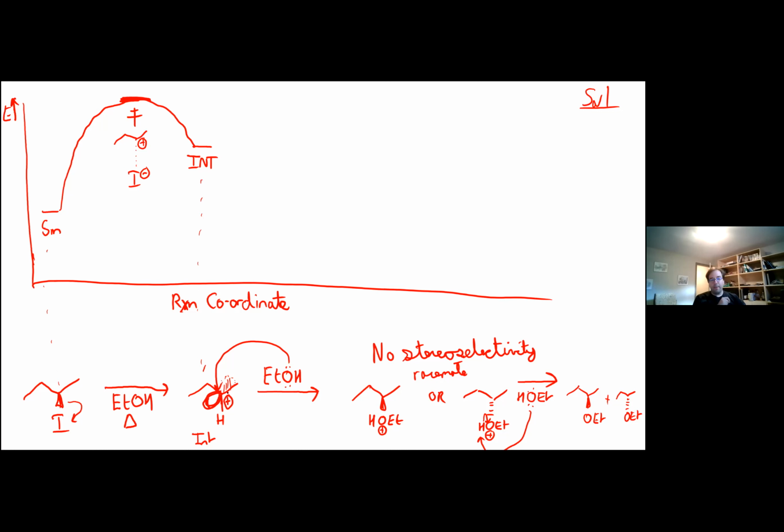So we have this intermediate. Then we have another transition state in the middle of that arrow. Again, we didn't draw it. And then we come down to another intermediate. What does this transition state look like? Well, it's going to have the ethanol coming in.